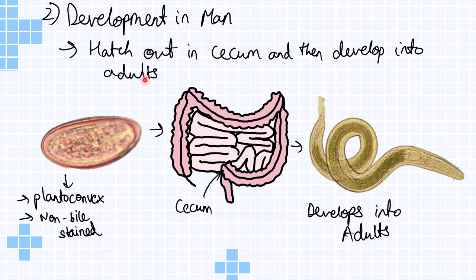Once ingested, the eggs hatch in the small intestine. The larvae then migrate to the cecum where they mature into adult forms. The characteristic egg is plano-convex, meaning one side is flattened and the other is convex. After maturation and fertilization, the female worm begins its next important journey.